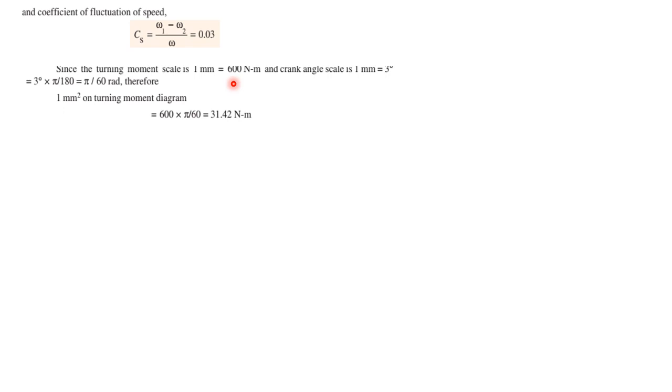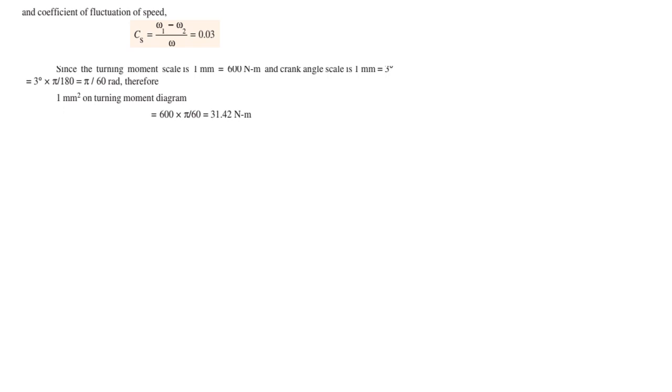Therefore, 1 mm square on the turning moment diagram is the area you get by multiplying the value of 1 mm on the y-axis with the value of 1 mm on the x-axis. On the y-axis 1 mm is equal to 600 Newton meter, and on the x-axis 1 mm is equal to pi by 60 radians, after converting degrees into radians. Multiplying these two values, you get the value of 1 mm square area on the turning moment diagram, which comes up to 31.42 Newton meter.